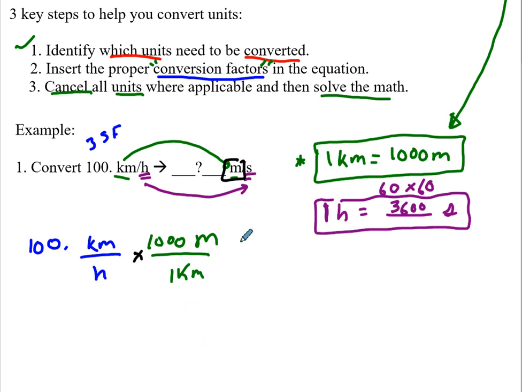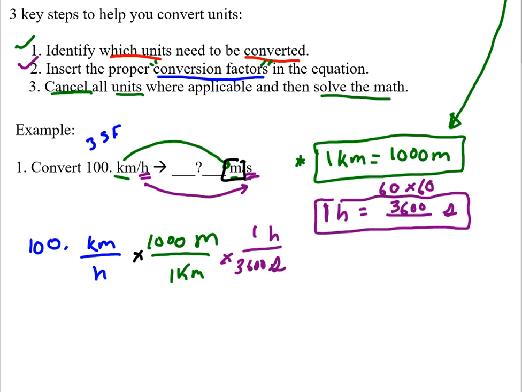So let's use the same idea for time, okay? Well, take a look at my unit. I need seconds on the bottom, so I know seconds needs to be on the denominator there. So therefore, hours has to be up top. So it's 1 hour over 3,600 seconds. Okay, so we've actually done step 2. We've inserted our conversion factors.